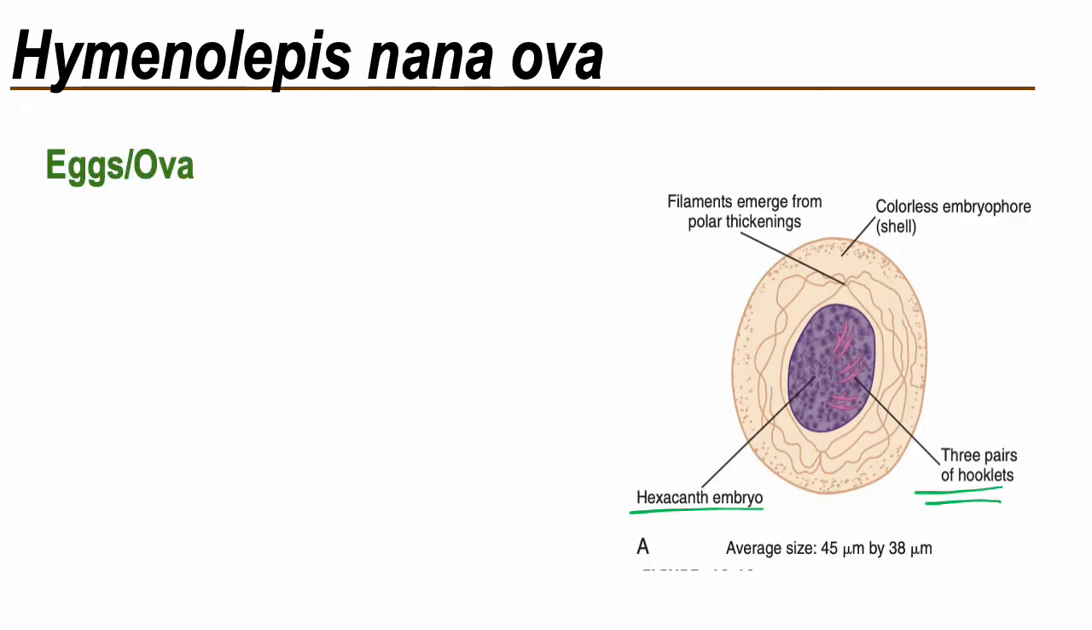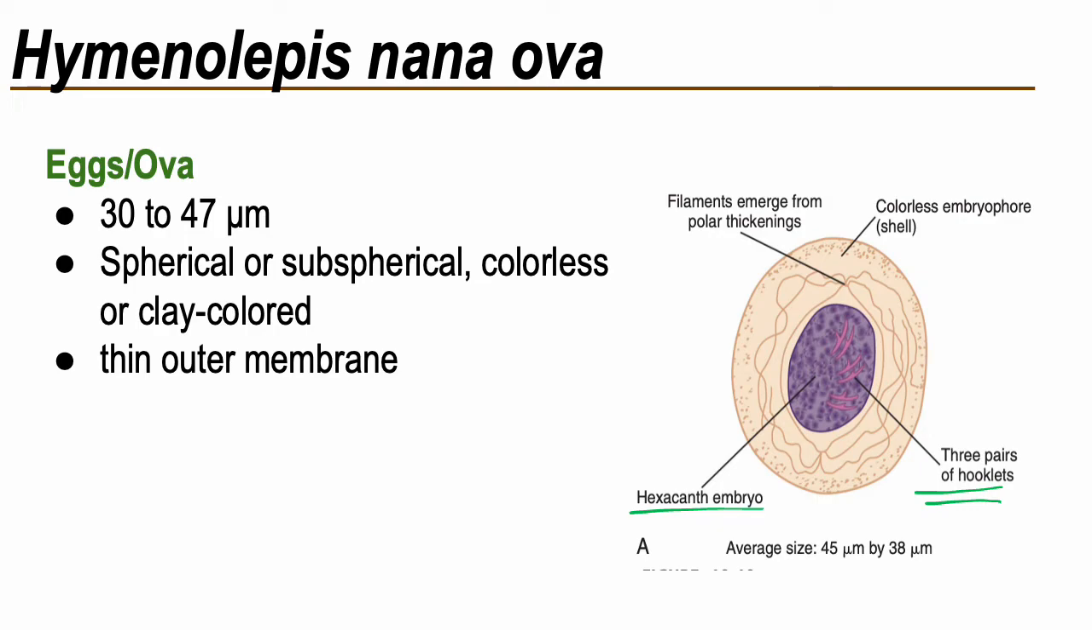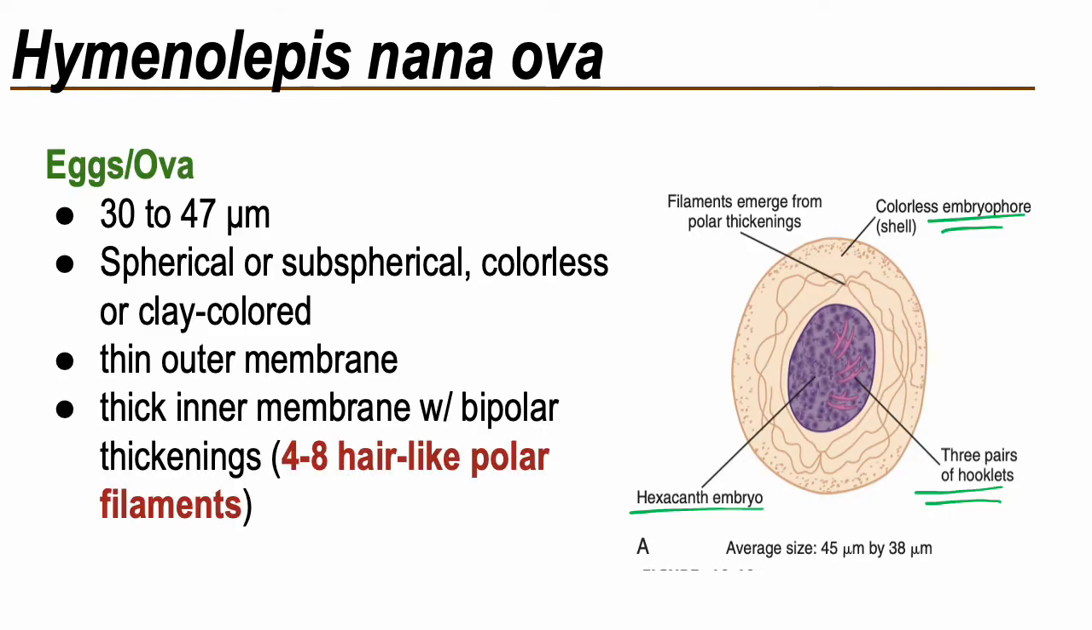So these eggs may range at sizes of 30 to 47 micrometers, and these are spherical or subspherical in shape. In terms of the color, these are colorless or appear as clay-colored under the microscope. So in terms of the layers or membranes, it has 2 membranes. So the first one, we have the thin outer membrane or the embryophore, while the thicker inner membrane that protects the hexacanth embryo contains bipolar thickenings, just like here on this picture. So connected on these bipolar thickenings are what we call the polar filaments, which may range at around 4 to 8.